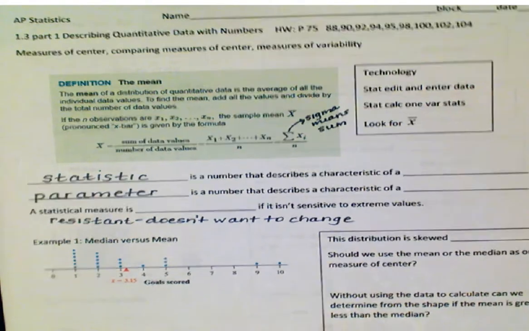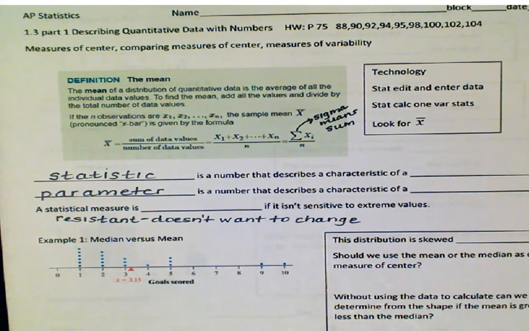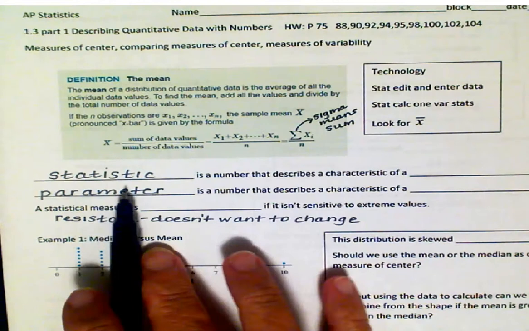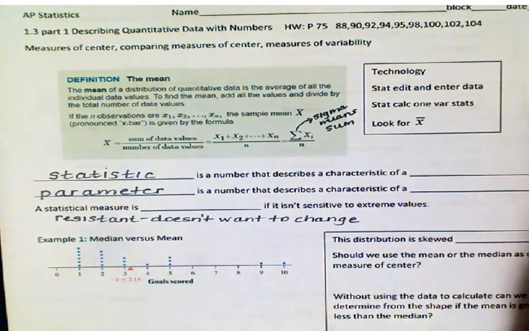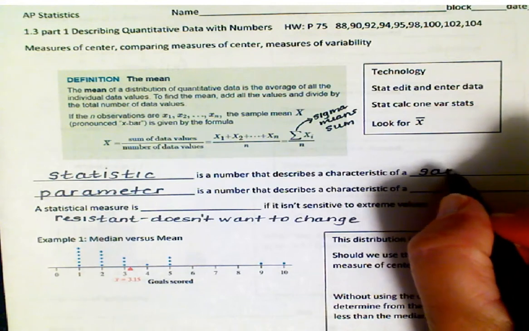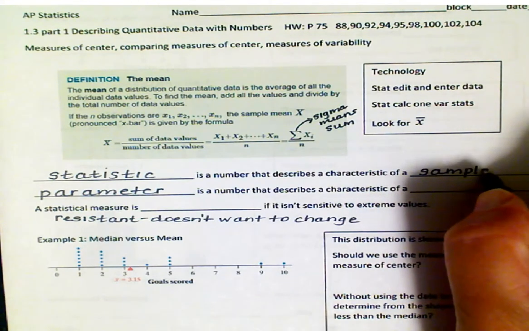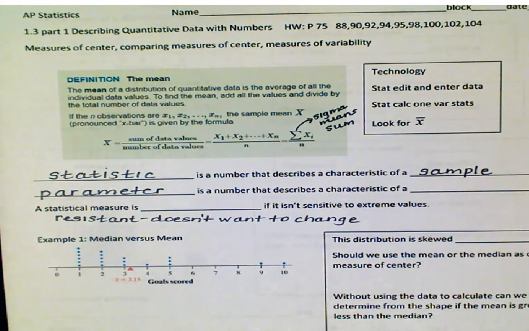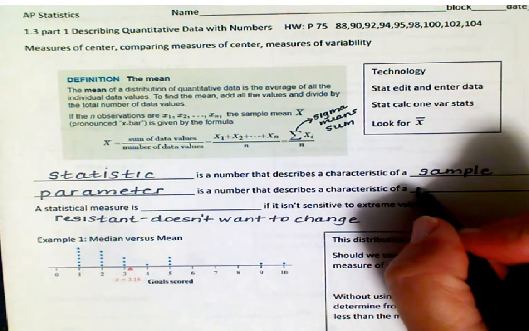Okay, so we need to talk about a couple of definitions. The first one is, what is a statistic? A statistic is a number that describes a characteristic of a sample. So you guys fill in the blanks here. A parameter is a number that describes the characteristics of a population.